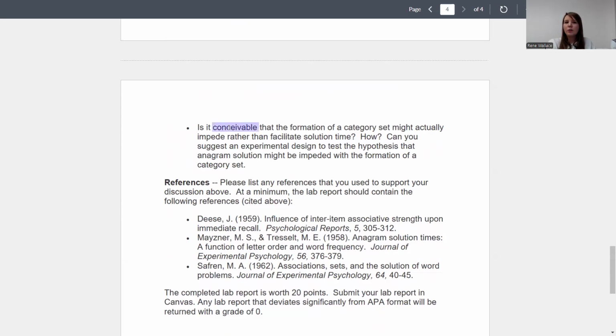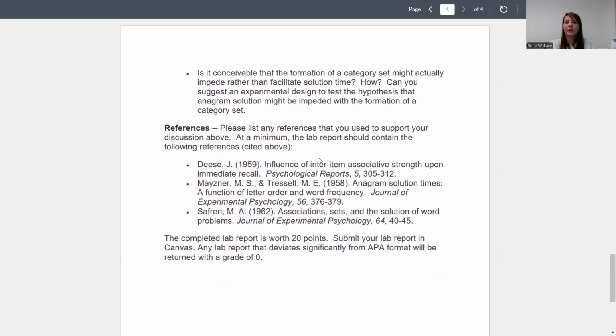Lastly, is it conceivable that the formation of a category set might actually impede rather than facilitate solution time? How? Could you suggest an experimental design to test the hypothesis that the anagram solution might be impeded with the formation of a category set?